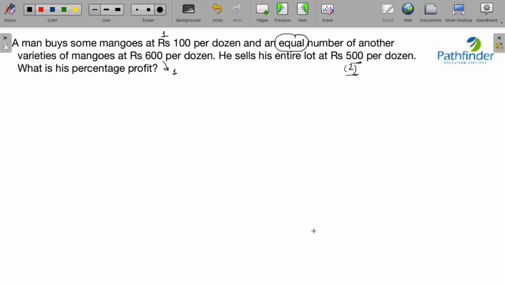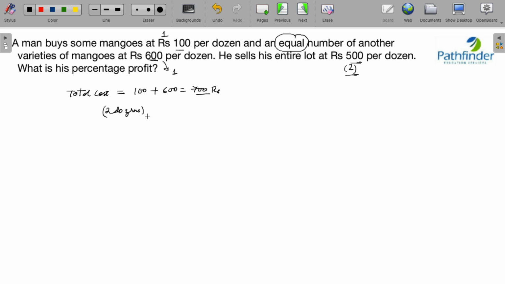So again, the solution to the question is very simple. We calculate the total cost, and because quantity is not mentioned, we assume 1 dozen of both the types. So the total cost of 1 dozen for the first variety is 100 rupees. Cost of 1 dozen for the second variety is 600 rupees. So total cost is 700 rupees, but remember the quantity we have now is not 1 dozen but 2 dozens.